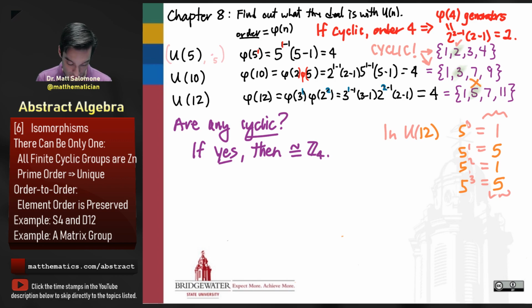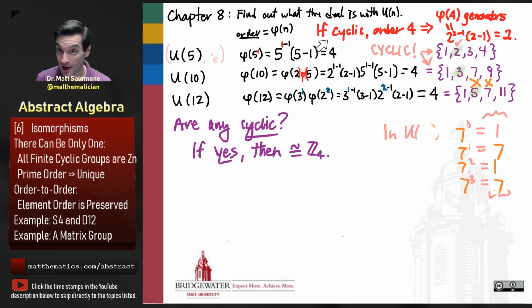Which means that we should probably check to see whether 7 is a generator. So just move up to the next one. 7 to the first power is 7. 7 squared is 49, but mod 12, that's equal to 1. So 7 is not a generator either. And 11 has the same problem. In fact, once we rule out 5 and 7, we can actually stop.